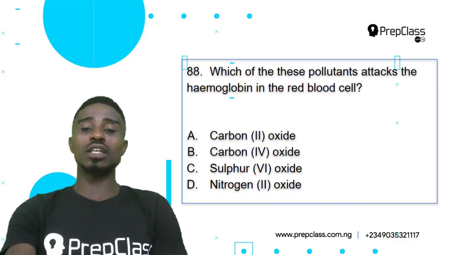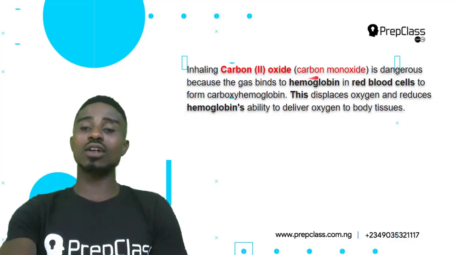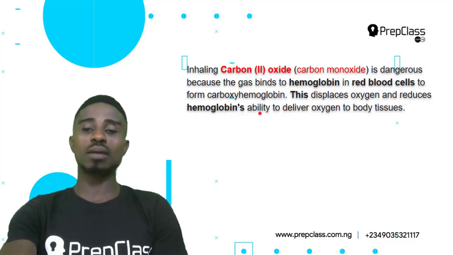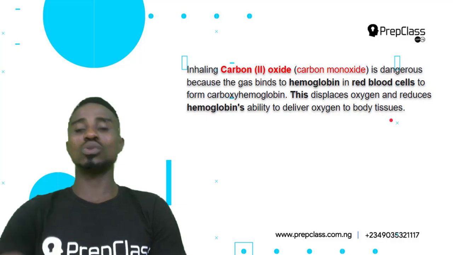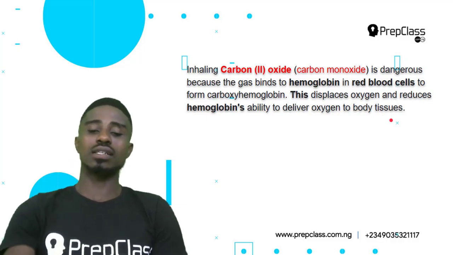Alright, let's look at this explanation. Inhaling carbon dioxide, also carbon monoxide, is dangerous because the gas binds to hemoglobin in the red blood cell to form carboxyhemoglobin. This displaces oxygen and reduces hemoglobin's ability to deliver oxygen to body tissues. So carbon dioxide is our correct answer.